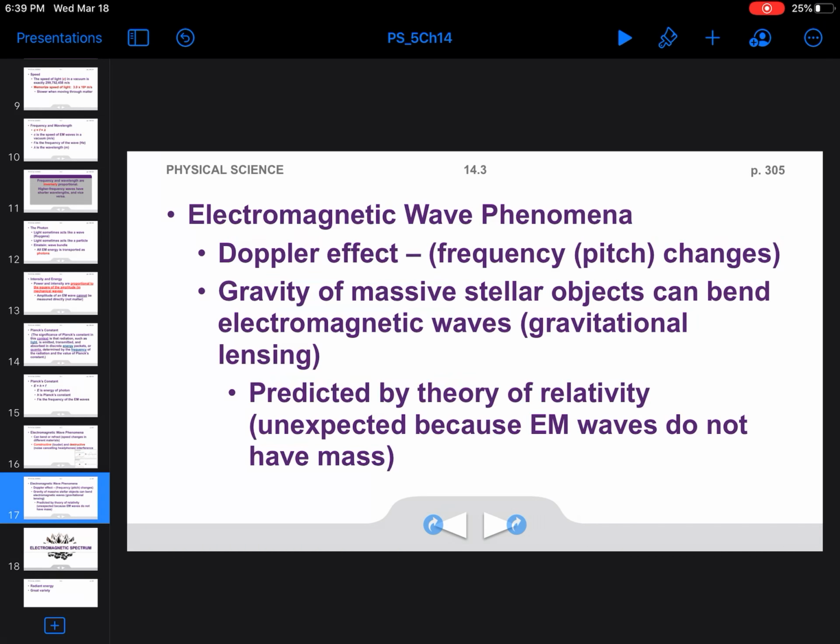Here you see the gravity of massive stellar objects, or objects with large gravitational pulls, gravitational fields. These objects can bend electromagnetic waves such as light, and this bending is called gravitational lensing. It focuses the light around the edges, and it makes it look more focused than it would if the object was not bending the electromagnetic waves.